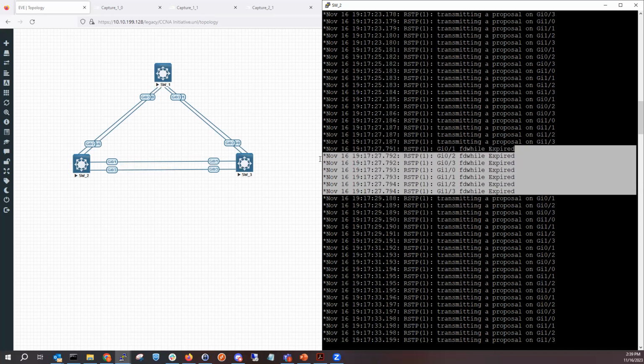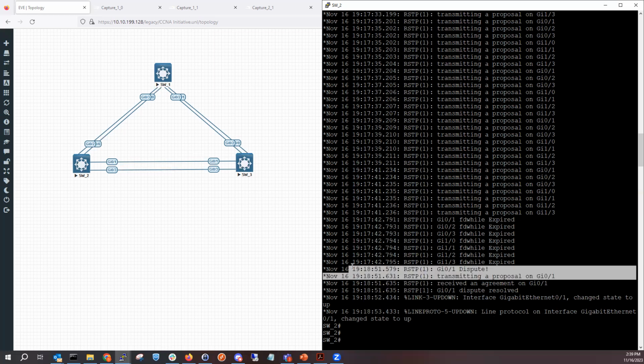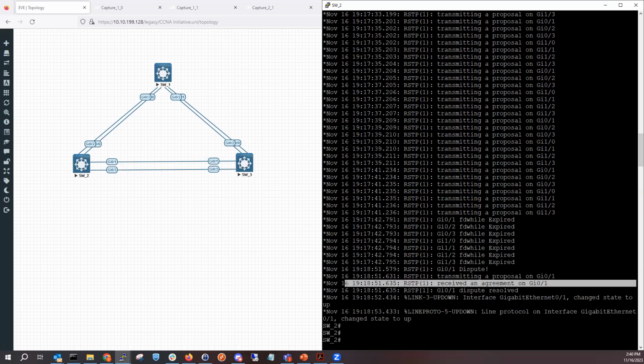So all of those timers expired as far as the BPDU, but we're still sending it. What we see here is when we connect to switch 3. Once we finally have a connection to switch 3, now we're talking. We're transmitting a proposal like, hey, here's my bridge ID, and here's my information about my spanning tree. And of course, switch 3 is doing the same thing.